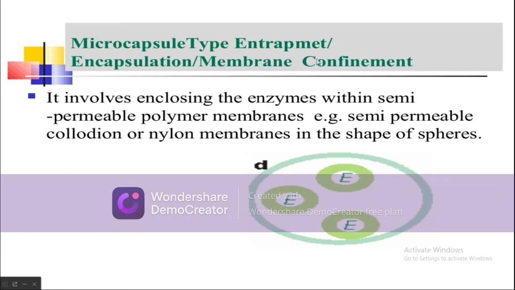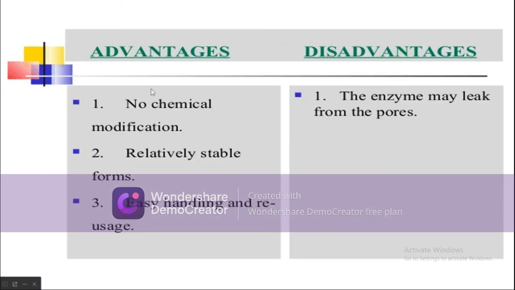Then we have microencapsulation. It involves enclosing the enzymes within a semi-permeable polymer membrane. The other one is interstitial, but this one is semi-permeable polymer membranes. So they are not interstitial. All the enzymes are just encapsulated in a single polymer. Examples of the semi-permeable membranes are nylon membranes and colloidal ones. Then these are the advantages: no chemical modification, relatively stable forms, easily handled, and reusable.